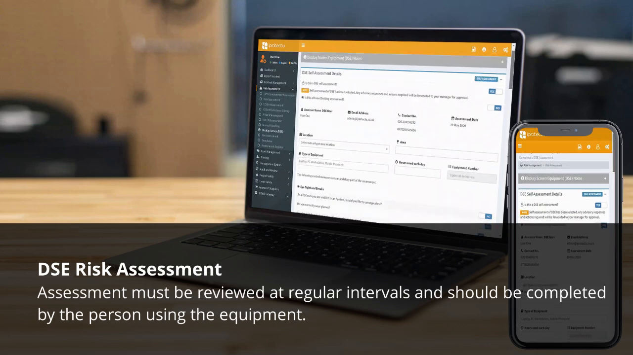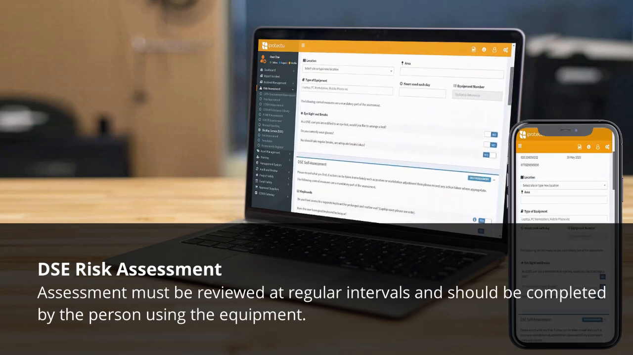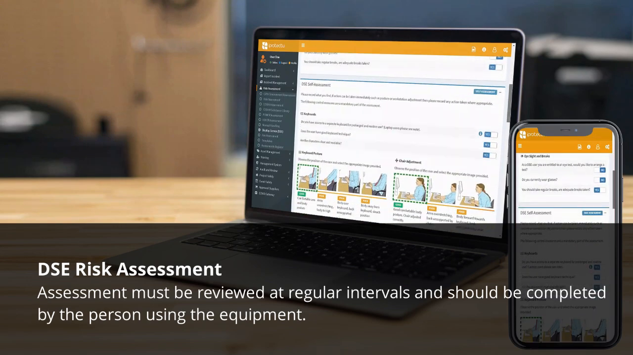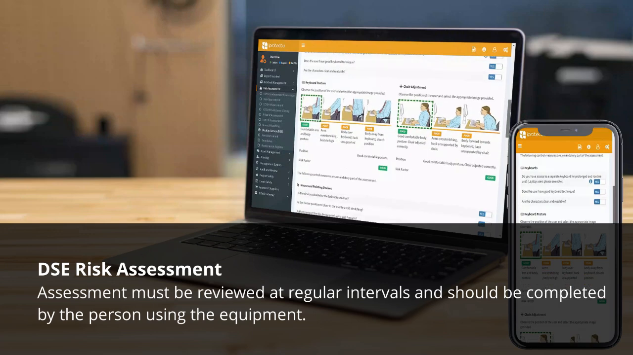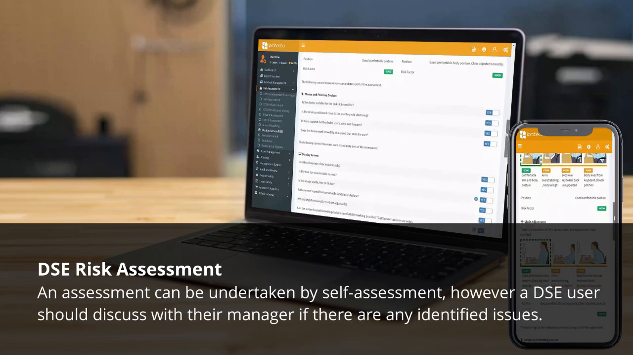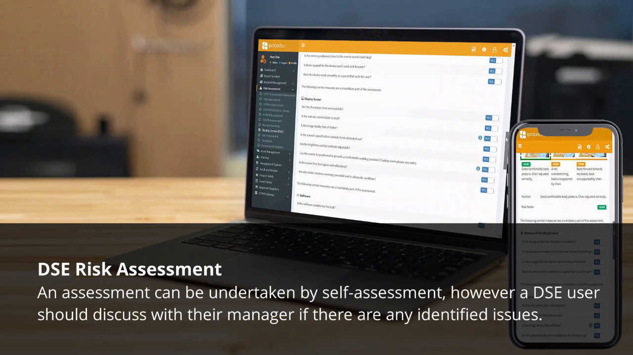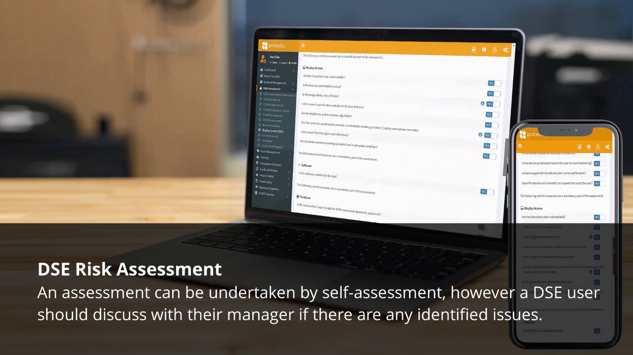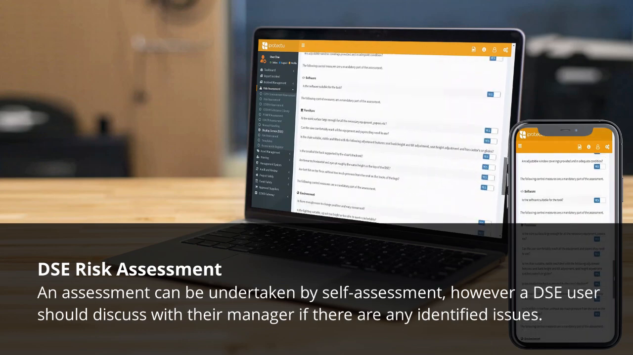An assessment must be reviewed at regular intervals, at least annually, and should be completed by the person using the equipment. An assessment can be undertaken by self-assessment, however a DSE user should discuss with their manager if there are any identified issues.